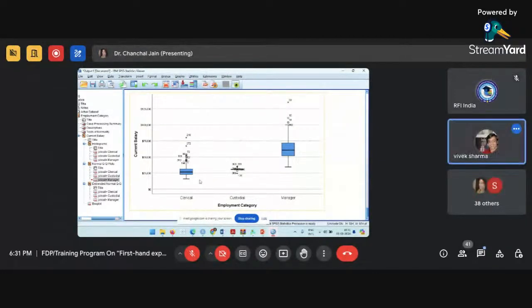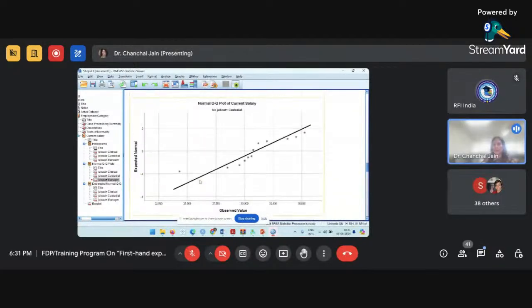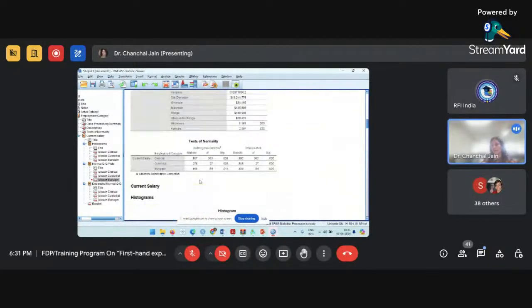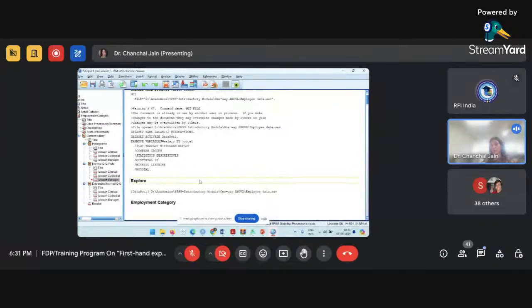Yes, ma'am. Fine. So I think, after looking at all the assumptions, the variable salary is still deviating, not following all the assumptions, right? Still, I'm telling you first how to perform ANOVA using the data, right?